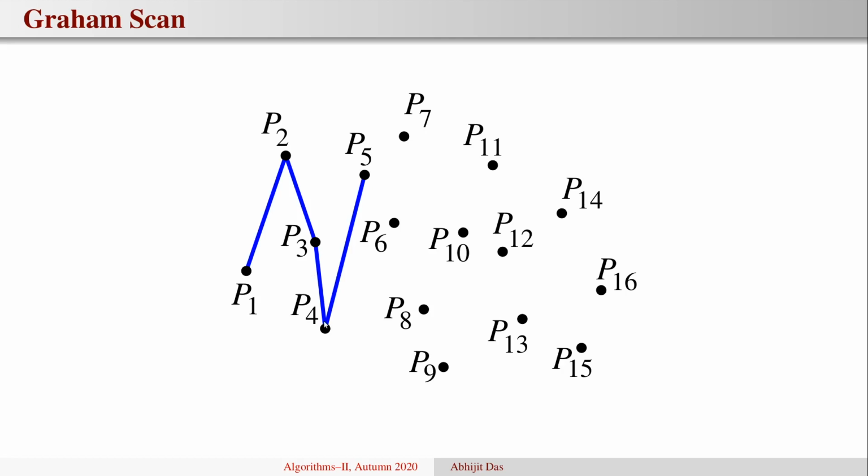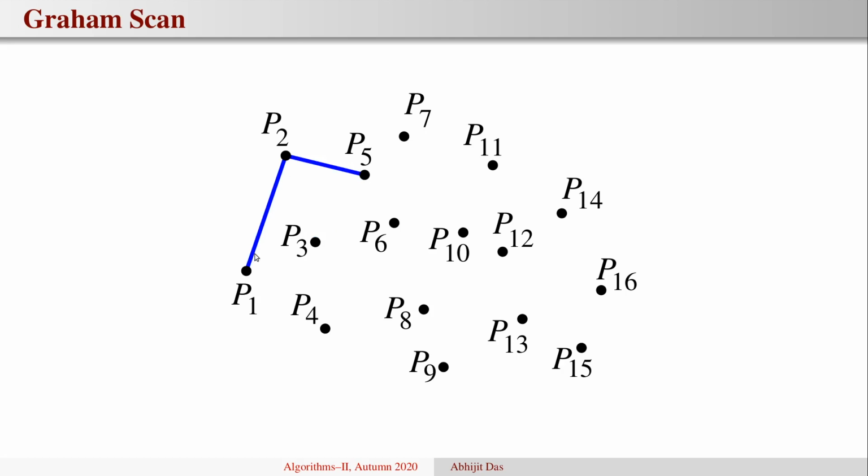And the stack becomes P1, P2, P3. I have not yet pushed P5. Once again, now P3 is at the top of the stack, P2 is just below it, and I check that P2, P3, P5 is a wrong turn. So I again throw away P3 from the top of the stack. So the stack now becomes P1, P2.